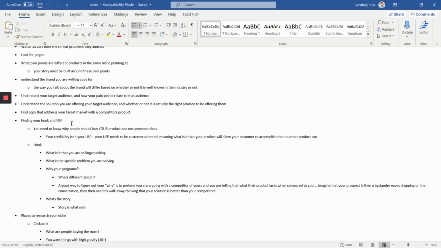So if we look at the hook, this is what it is that you're selling or teaching. What is the specific problem you are solving? Why your program, your product, your service, what's different about it? A good way to figure out your why for the hook is to pretend you are arguing with a competitor of yours, and you are telling them what their product lacks when compared to yours.